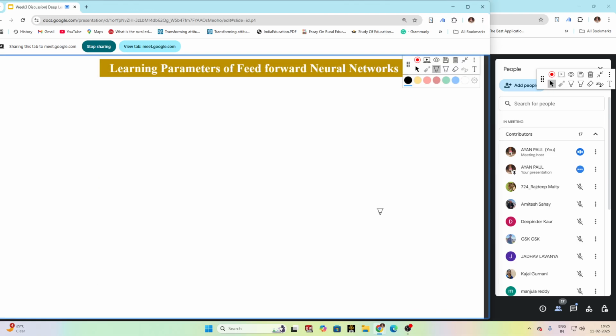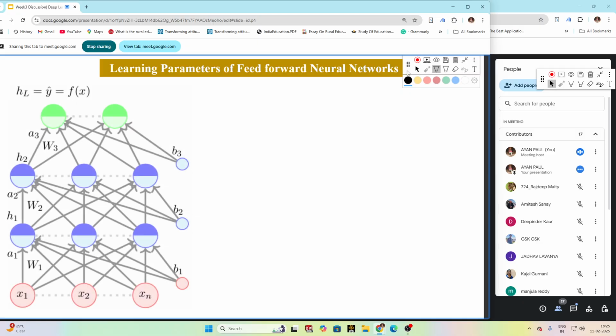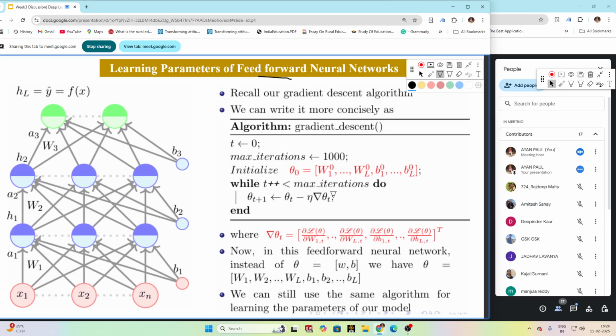And then we will be seeing learning parameters of the feed forward neural network. Why is it called a feed forward neural network? Because the information is going from the input to the output layer. You can see the arrows are in the forward direction, so that is why it is a feed forward neural network. But here we will be learning our parameters with something called backpropagation, which is based on gradient descent. Why is it called backpropagation?